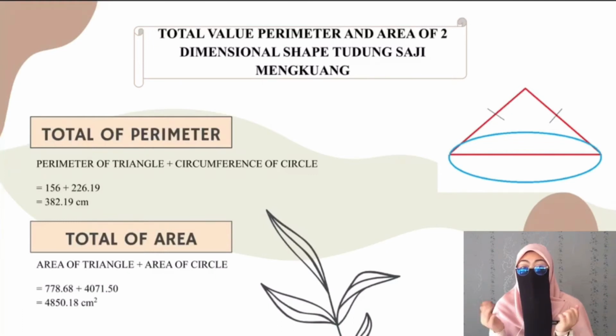After defining the value of the perimeter and area from the two-dimensional shapes of the Tudung Saji Mengkuang, we can get the total value from the isosceles triangle and circle. For the total perimeter, we go through the process of addition: the perimeter of the triangle plus the circumference of the circle. While for the total area, we just add the area of the triangle plus the area of the circle.